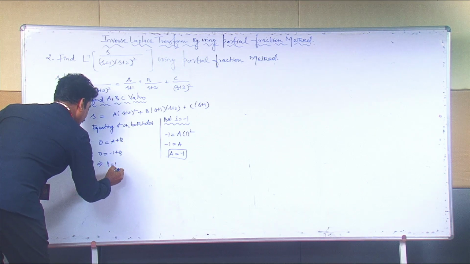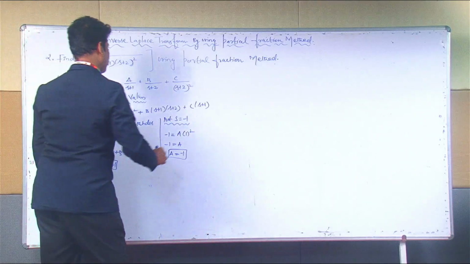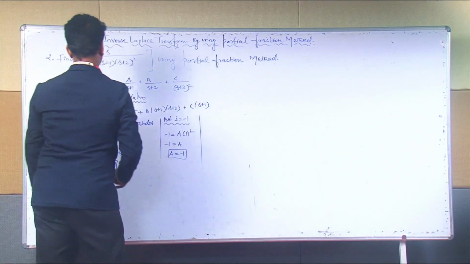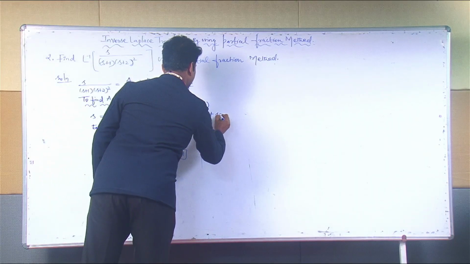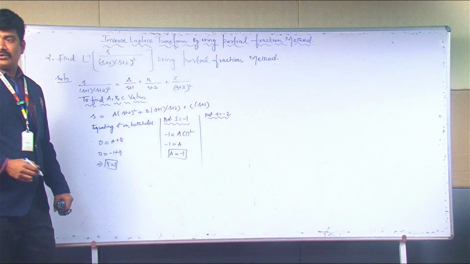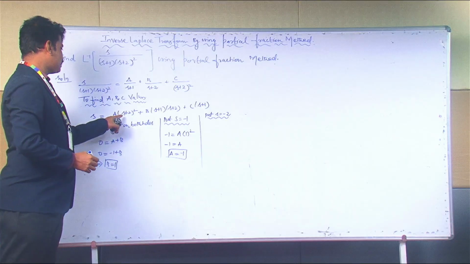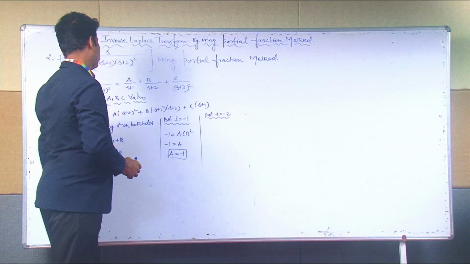Then b equal to what? So b equal to 1. So a equals minus 1, b equals 1, and finally to find c. Now you have to substitute s equal to minus 2. If you substitute s equal to minus 2, then this becomes 0, this becomes 0, and finally we'll get c.